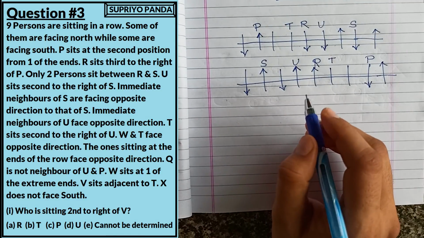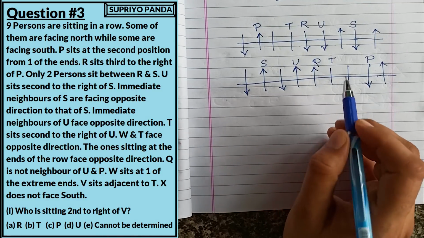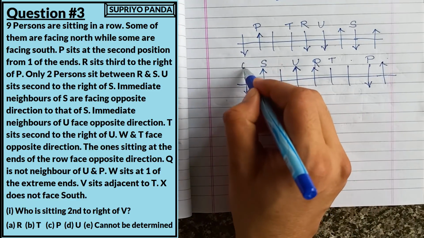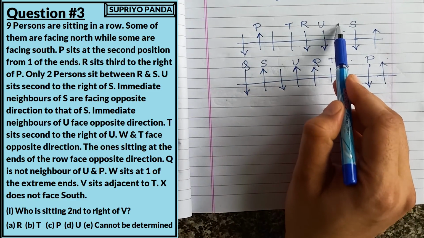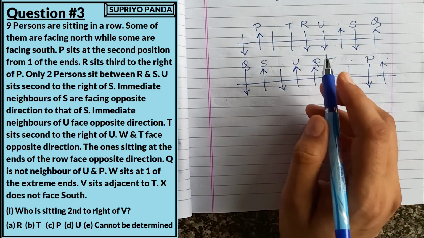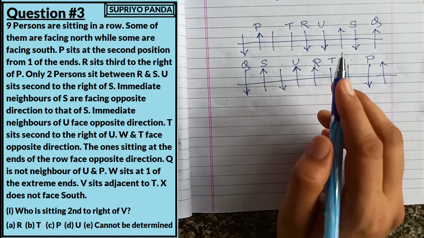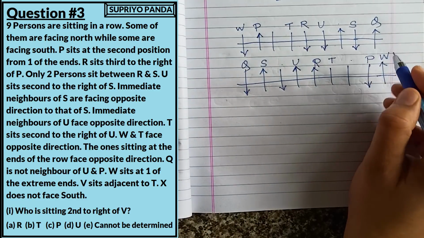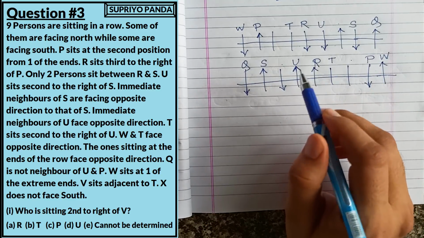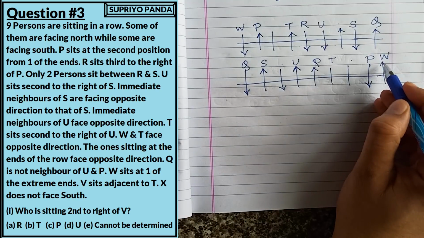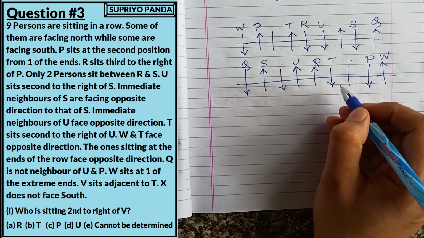Okay, now Q is not the neighbor of U and P. So Q cannot be over here, Q cannot be over here, so Q has to be here. Fine. Now W sits at one of the extreme ends. Fine. So W will be here, W will be here. And also remember, W and T will be facing the opposite direction. So let us put the directions properly.